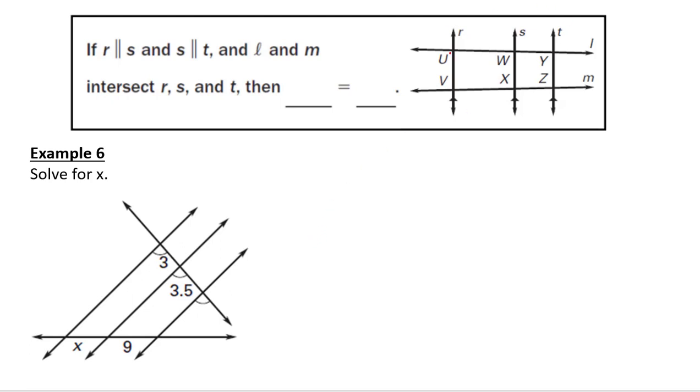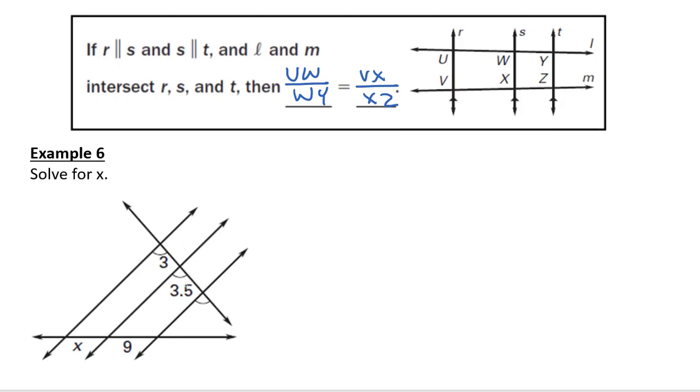If R is parallel to S and S is parallel to E, so all three of these lines are parallel, and we have some transversals that cut them. We have UW over VX. Actually, no, I want to change what I'm writing there. UW is to WY as VX is to XZ.